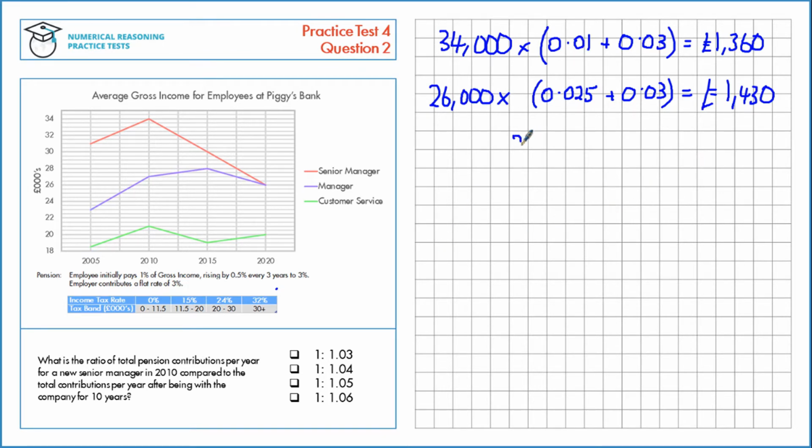The final step, we need to form a ratio. So the senior manager in 2010 compared to that in 2020 is £1,360 in pension contributions compared to 1,430. To simplify the ratio, we'll divide by the lowest number. 1,360 divided by itself is 1, and 1,430 divided by this is 1.05. The answer is this one, the third answer.